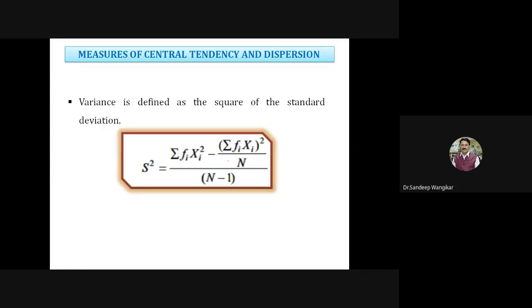Now let us see what is variance. Variance is defined as the square of the standard deviation. This formula we will use for calculation of variance. After calculating variance, we will take the square root of it, because s square is the variance and s is the standard deviation. If we take the square root, you will ultimately get the final answer.